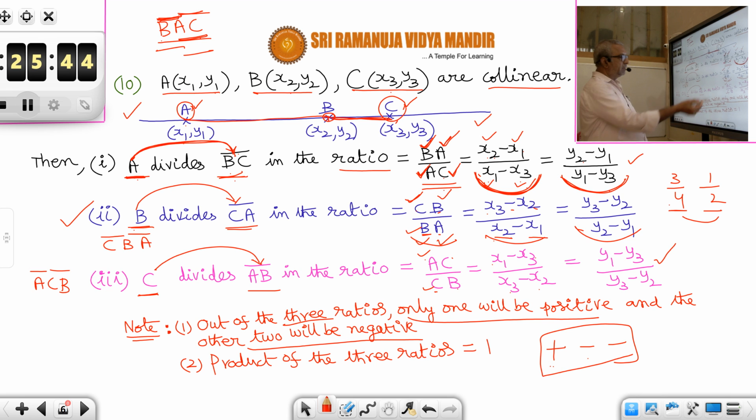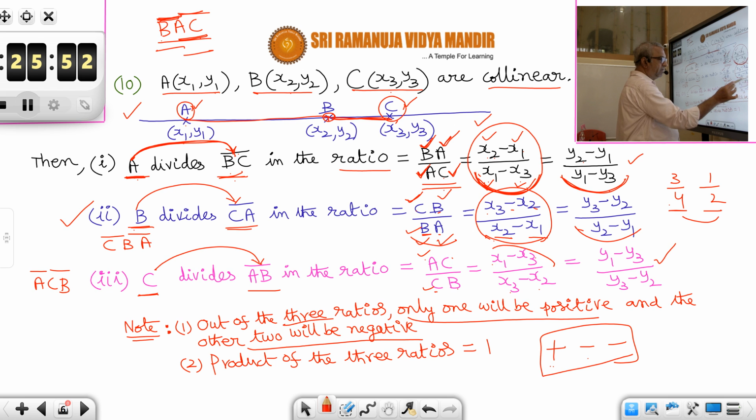How do you prove that? See from the formulas itself. What is the first ratio? (x2 minus x1) by x1. What is the second ratio? Here. Third ratio here. Multiply them.